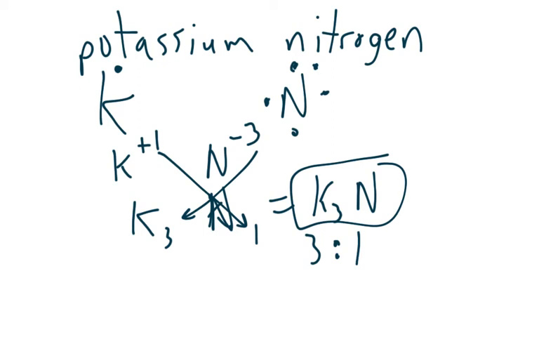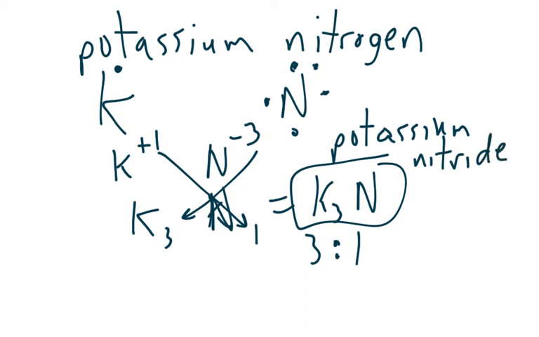1 nitrogen, okay? And when we name this, because that will be the formula, it's called potassium, and then nitrogen becomes nitride. Potassium nitride. Now, let's take a look at this. We'll go over here to this page here.